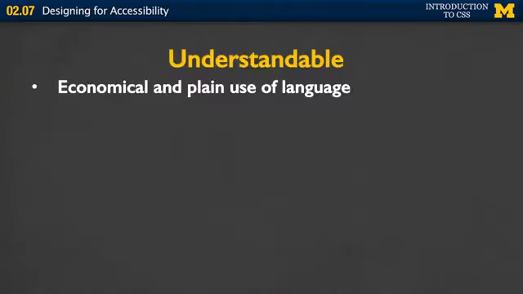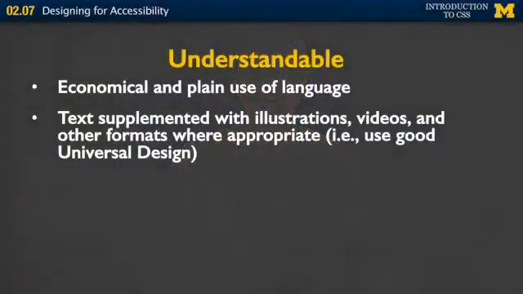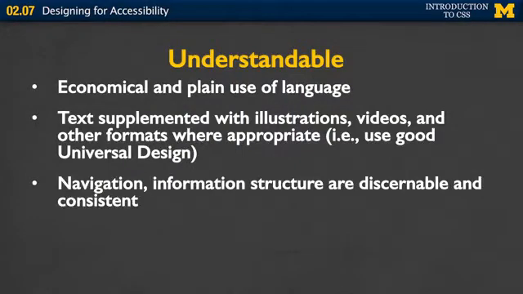Next, let's talk about what I mean when a page is understandable. Typically, you want to keep your language short and sweet on your page. Unless you're an author showing off your works, people are only going to spend a few seconds on your page. Make it easy for them to understand what you're trying to say. When you have text supplemented with illustrations, videos, and other formats where appropriate, you're using good universal design so that people are able to access it. Navigation and information structure should be really separate and discernible from your content. Make it easy for people to get away and get back to certain pages, etc.